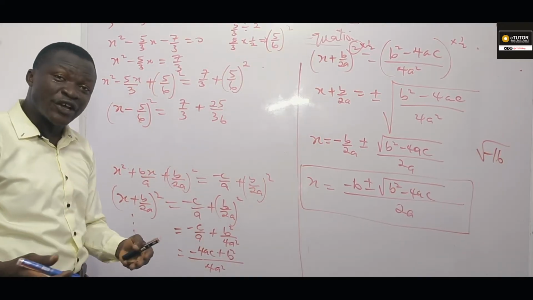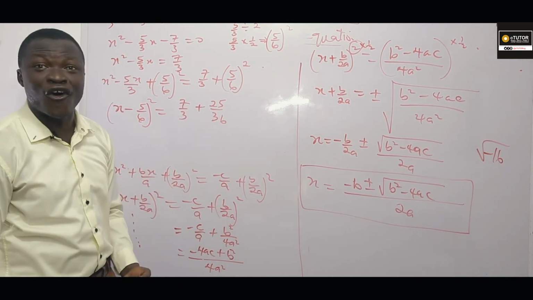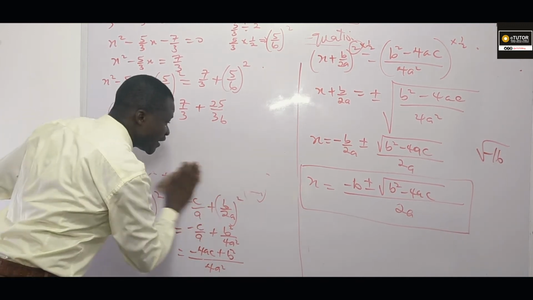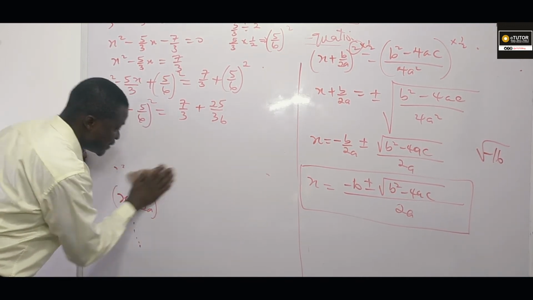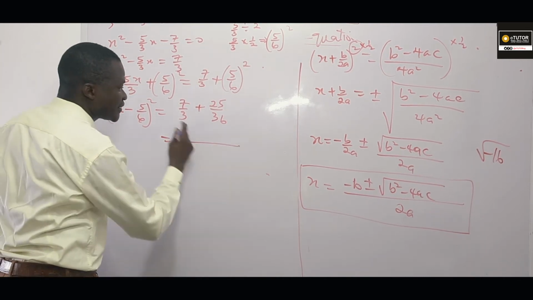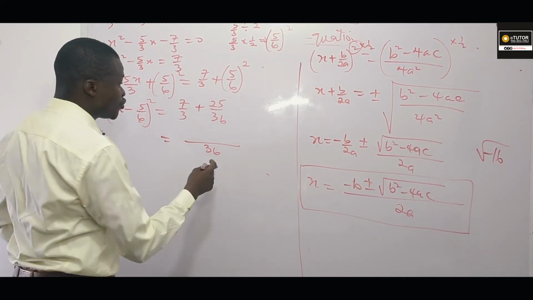Of course, the next step will tell you to simplify the right hand side and solve for x. So I've started simplifying already. So let's go to the right hand side and simplify it. The LCM here is 36. 3 in 36, 12. 12 times 7.